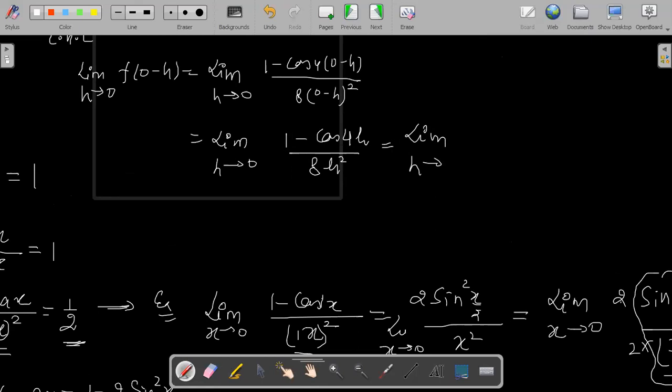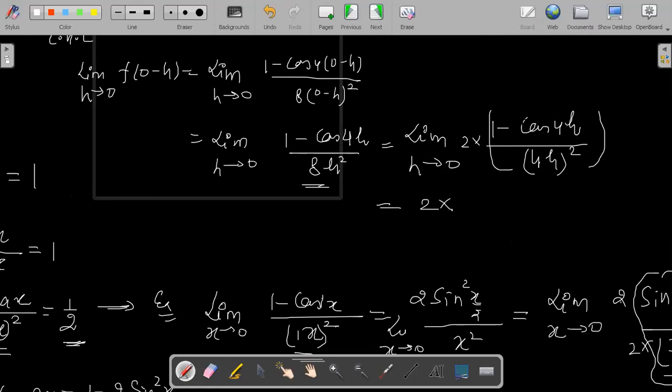Limit h tends to 0. This is 1 minus cos 4h. That means we have to create 4h whole square. 4 square will give you 16 but you are having 8 here. That means you have to multiply this expression by 2. Then you will get 1 by 2. The answer of this part would be 1 by 2. So 2 is here and 1 by 2 for that, and you can cancel out. The answer would be equal to 1.